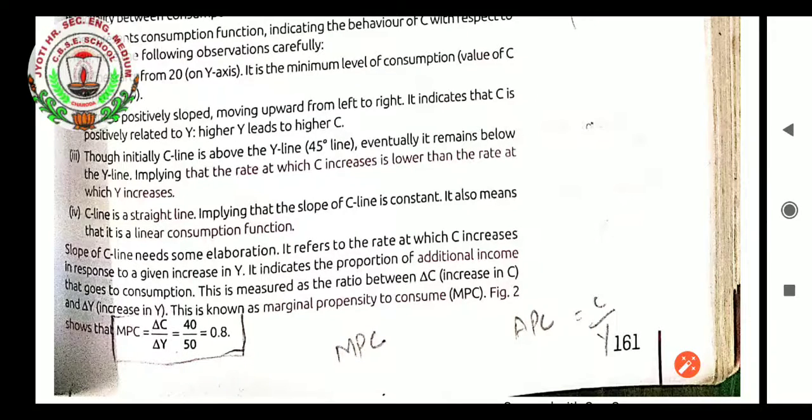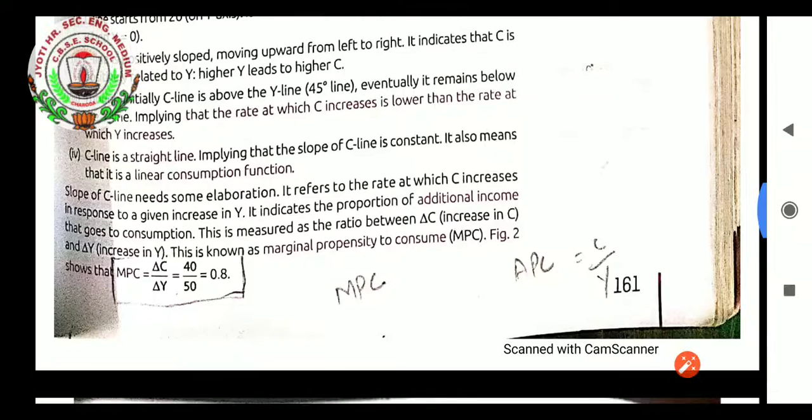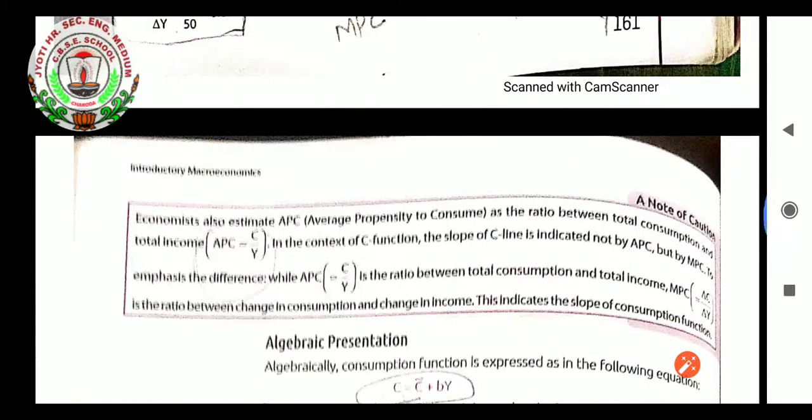Slope of C line needs some elaboration. It refers to the rate at which C increases in response to a given increase in Y. It indicates the proportion of additional income that goes to consumption. This is measured as a ratio between delta C and delta Y. This is known as marginal propensity to consume. The formula: MPC, marginal propensity to consume, equals change in consumption upon change in Y. Here we are not taking total consumption. Here we are taking the changes in the consumption as per the changes in the income. That you have to keep in mind. Then you will easily get the MPC answer.